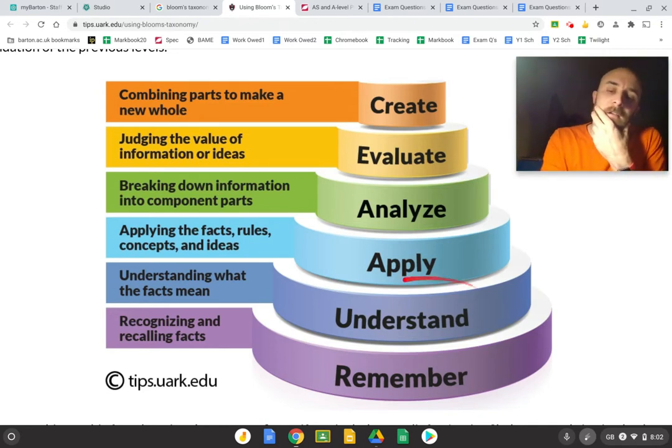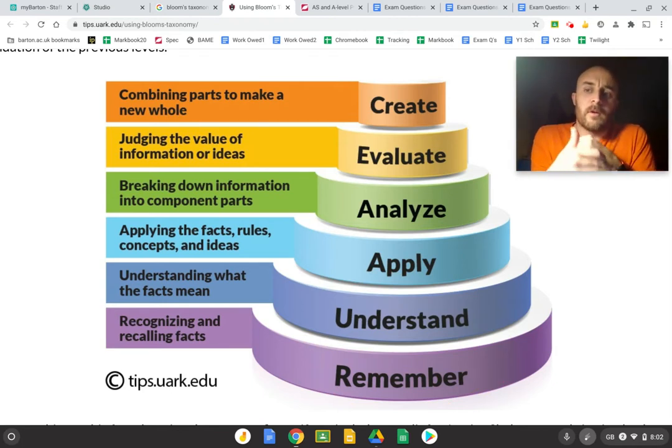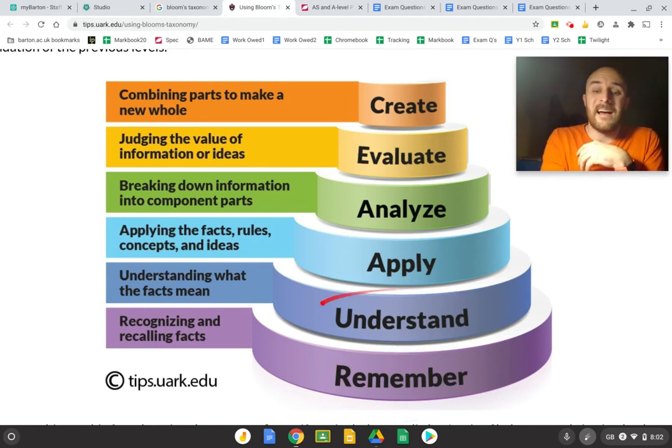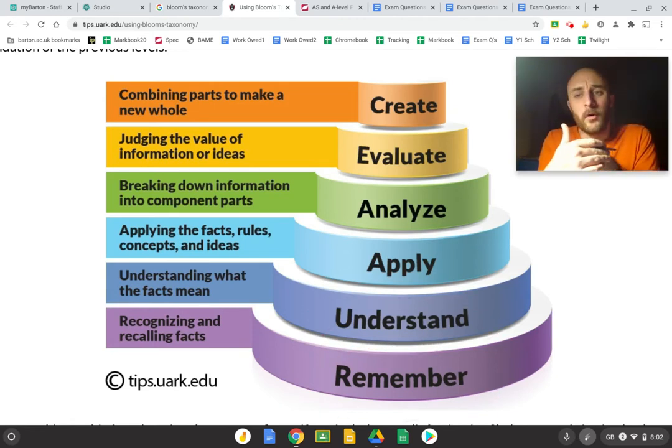If we have a look down the bottom, the two most basic cognitive skills are what we would call AO1, which is knowledge. When we're talking about AO1, we are talking about knowledge, the ability to remember something and understand something. It's basically what your whole GCSEs were, not really a difficult cognitive skill. It's basically a memory test. There's no skill to remembering.